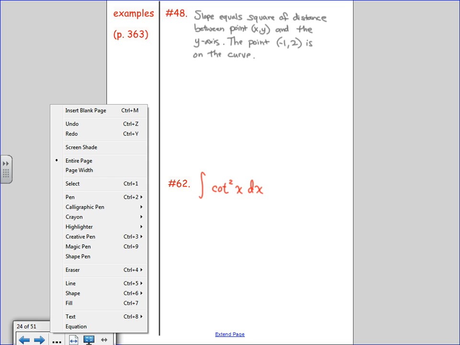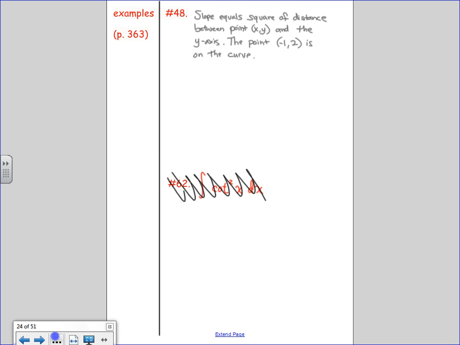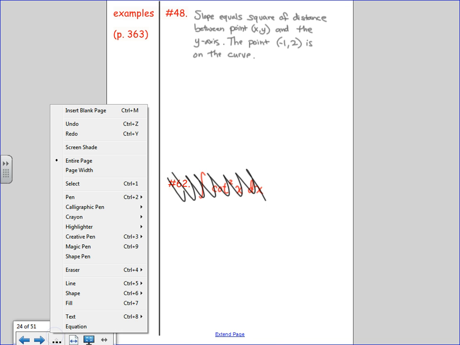Nothing has a derivative of cotangent squared, but something does have a derivative of cosecant squared. Cosecant squared minus 1. We already did that. Okay. That was our last homework help.